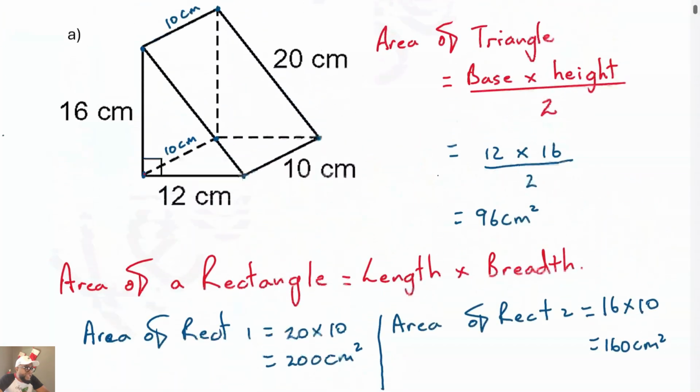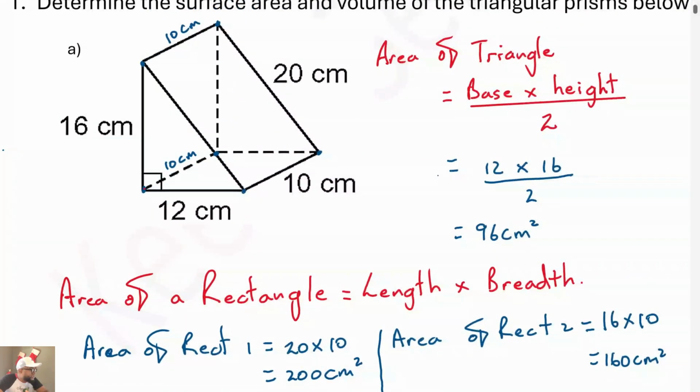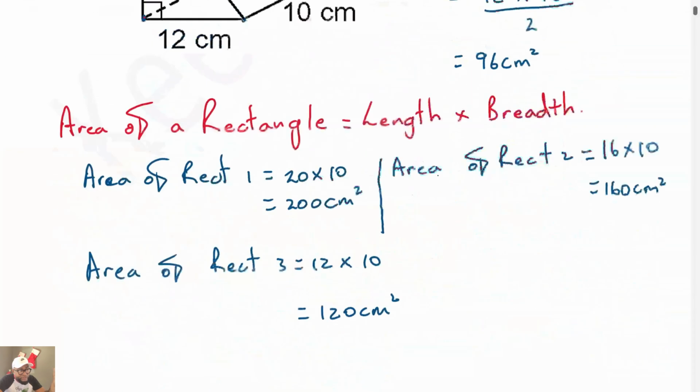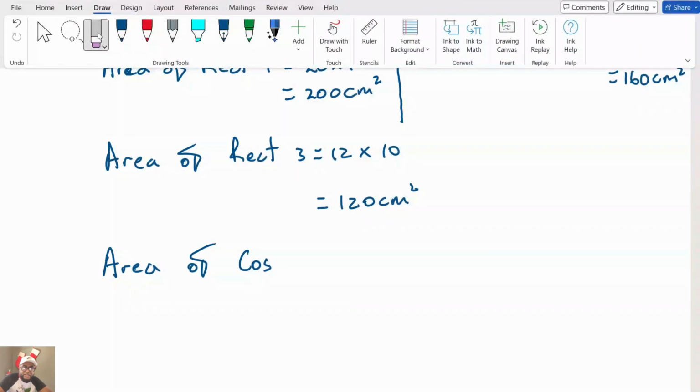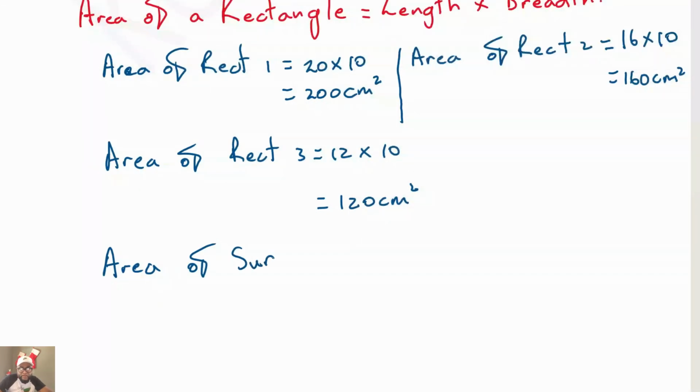Okay? So we have the area of the 3 rectangles. We have the area of 1 triangle. You'll actually have to multiply that by 2 because it's 2 triangles. So the area, not cross section, of surface, area of surface, would be equal to, we can add all these things above here, 200 plus 160 plus 120 plus 96 multiplied by 2.